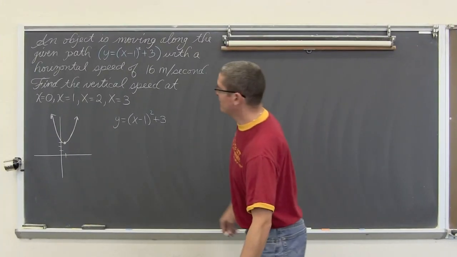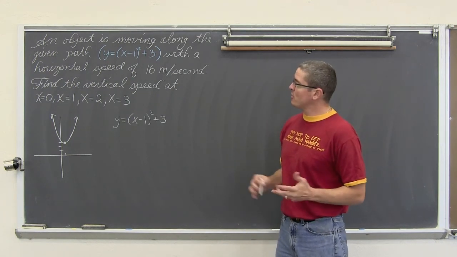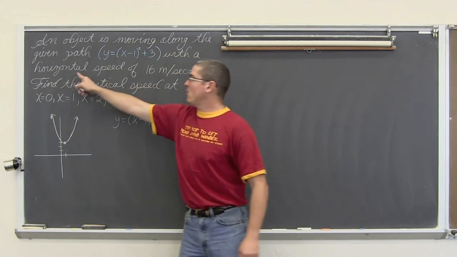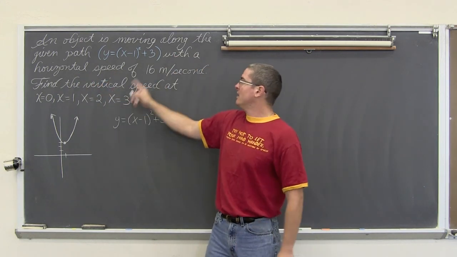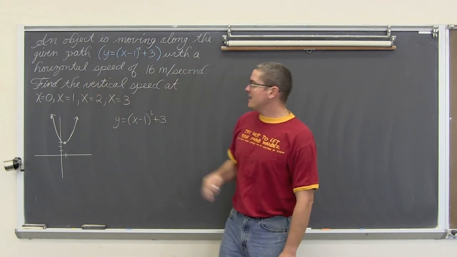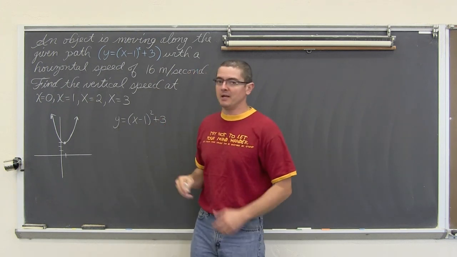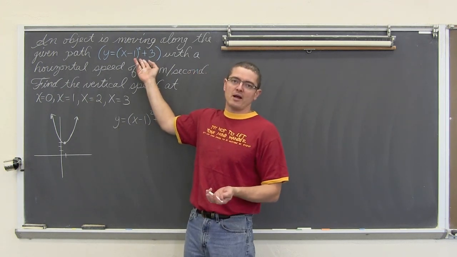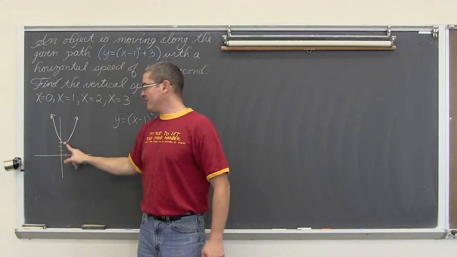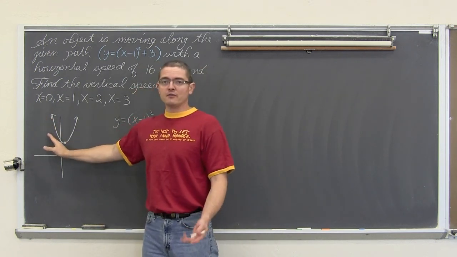So here's our first example. An object is moving along the given path of y equals (x minus 1) squared plus 3 with a horizontal speed, left and right, of 16 meters per second. Find the vertical speed at x equals 0, x equals 1, x equals 2, and x equals 3. So I gave you the equation of a parabola. The vertex is at (1, 3). Now, when we're to the left of the vertex, as we read this left to right, the graph is falling, of course.